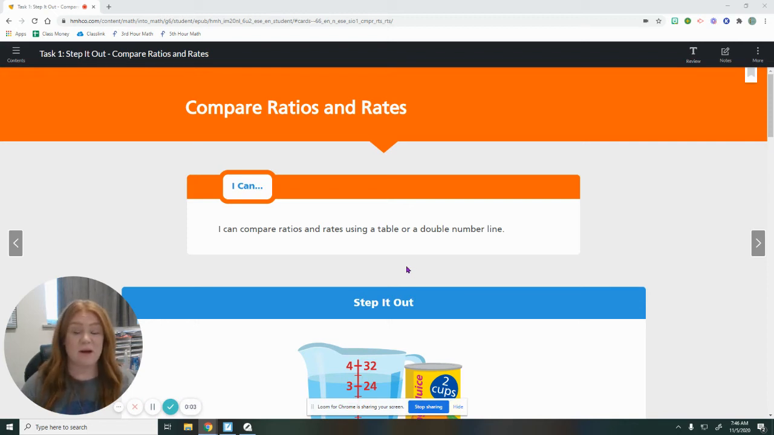Today we are working on lesson 5.3. So we are going to be comparing rates and ratios. We're going to be seeing who is doing more, who's doing less, which one tastes better, which one tastes like this. So we are going to be using tables and double number lines in order to accomplish that.